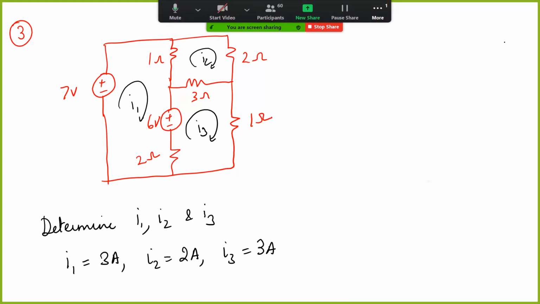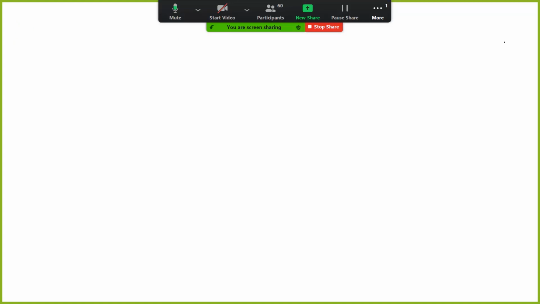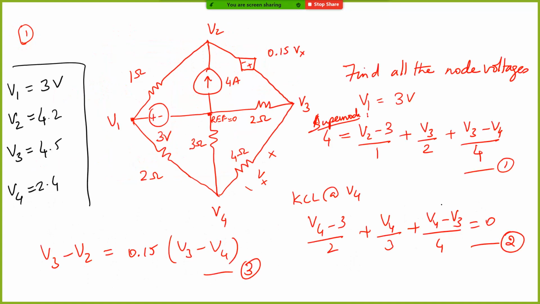If there are any doubts, just let me know. Just like how we had a super node. When do we have a super node? When you have a voltage source between two nodes. Let me just move to that particular slide.